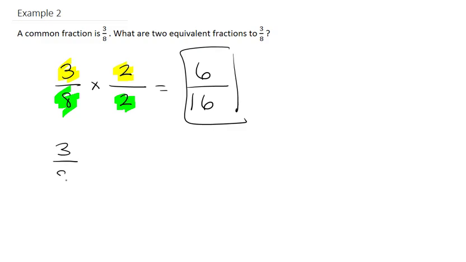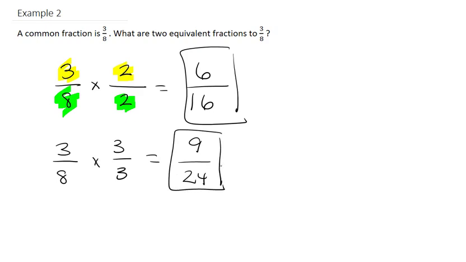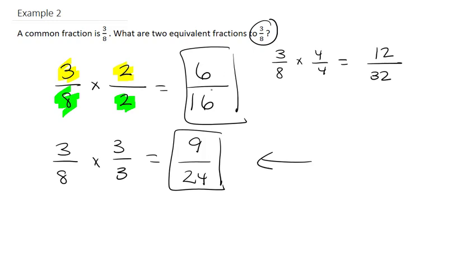So this would be an equivalent fraction. You could have also done 3/8 times 3 over 3, which would give us 3 times 3 is 9, 8 times 3 is 24. This is also another equivalent fraction. Now you can just keep going. You could write 3/8 times 4 over 4, because 3 times 4 is 12 and 8 times 4 is 32. So these are all equivalent fractions to 3/8. But since it only asks for 2, we could have just stopped here because we could have given 6 over 16 and 9 over 24.